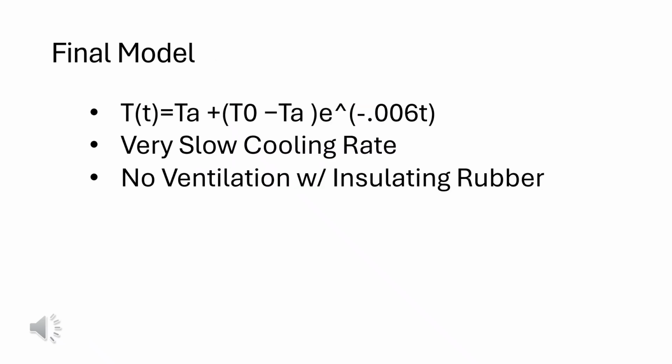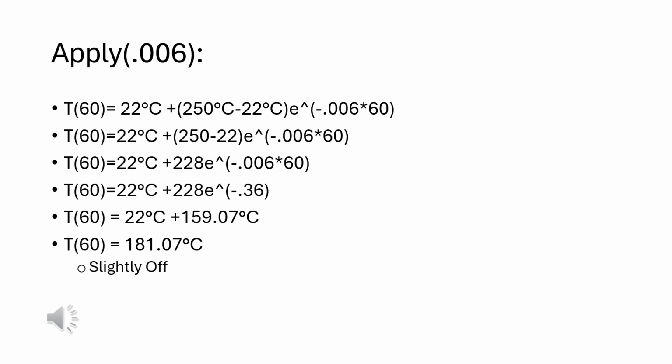With this k value being found to be around 0.006, a nice round number, we finally have our final model seen here. The 0.006 indicates a very slow cooling rate, which could be explained by the lack of ventilation, as well as the very thick, high temperature resistant insulating rubber around the hot end. When we plug this 0.006 k value into our equation along with an assigned t value, we can find the predicted temperature of the hot end.